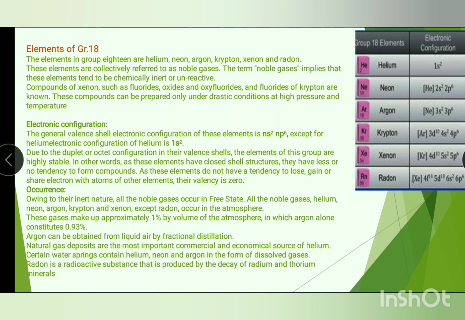They have little or no tendency to form compounds with other elements. They do not gain, lose or share electrons with other elements. That's why their valency is 0. These are the elements of group 18.